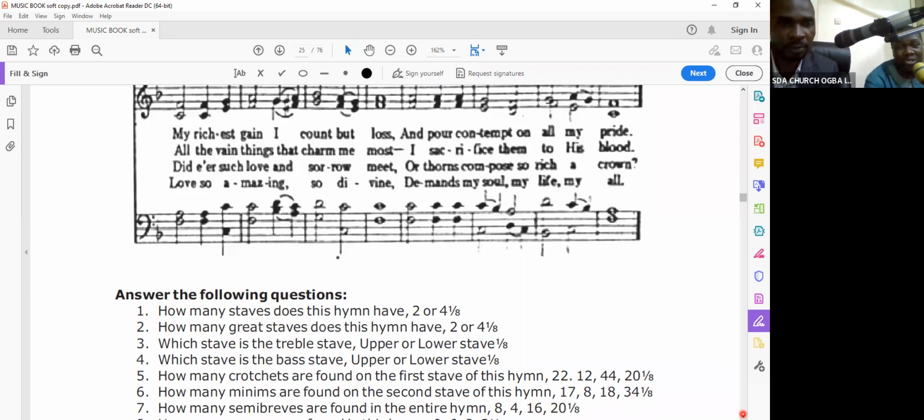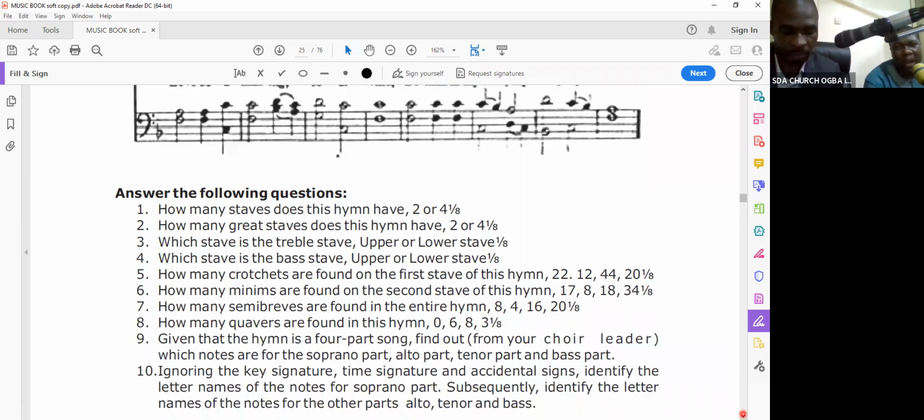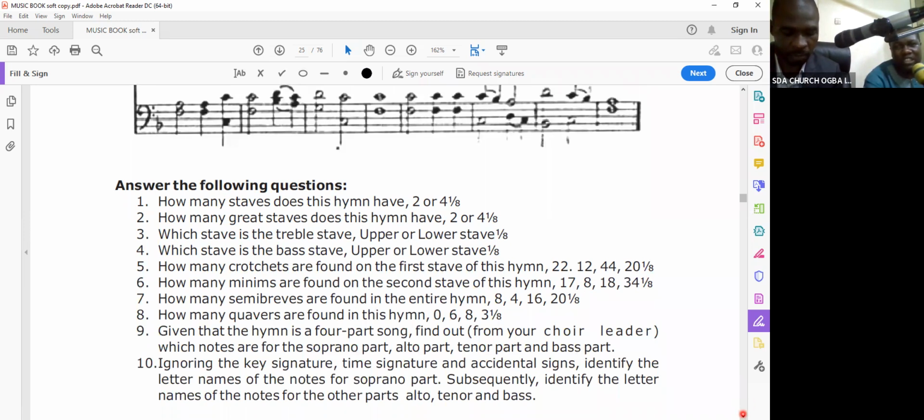It's just there are 2 gray staves, but of course, which stave is the treble stave? Is it the upper or the lower stave? Let them answer that one. If you are not sure, ask your choir master. And which stave is the bass stave? You know. How many crotchets are found on the first stave? We'll just answer this one and then we'll move to something else.